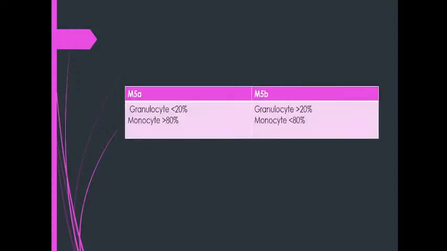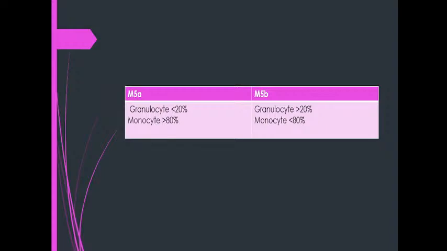We have what you call M5A. Sorry, mamaya pa pala yung isa na yan. M5A and M5B. Okay? Now, M5A is differentiated from M5B by the number of granulocytes or the percentage of granulocytes. So, granulocytes are less than 20 as opposed to M5B, which is greater than 20. And the opposite mirror. Results will be expected from both the monocytic precursors.